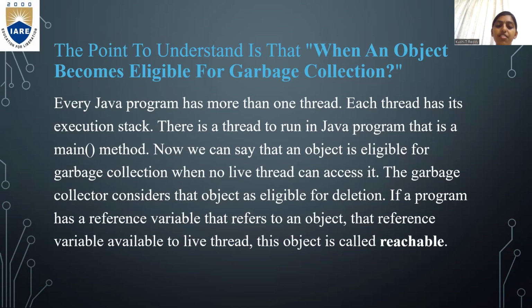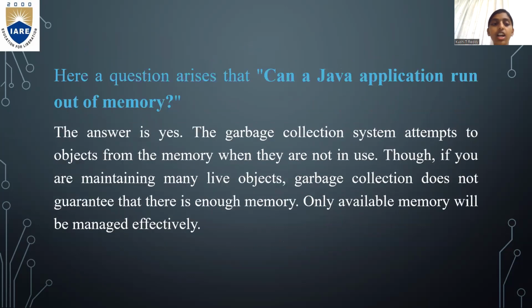If a program has a reference variable that refers to an object, and that reference variable is available to a live thread, this object is called reachable. So only the reachable objects which are declared and used in the main section can be eligible for garbage collection. This is the point from this slide.